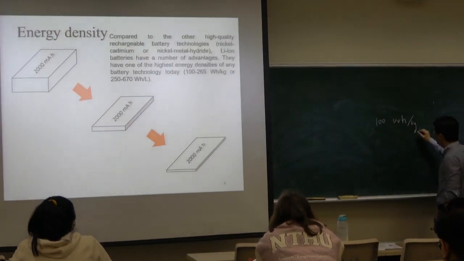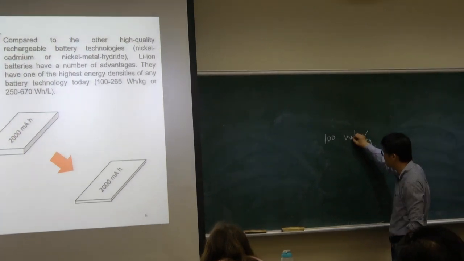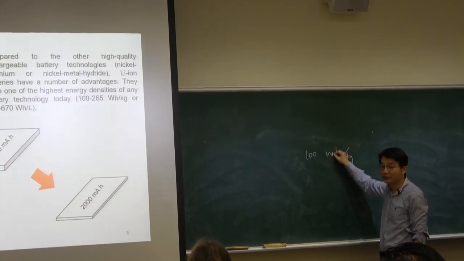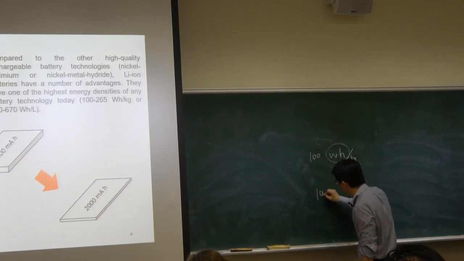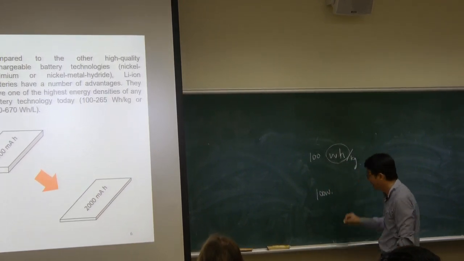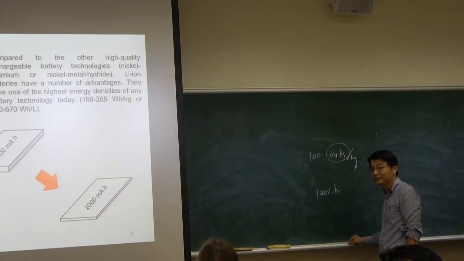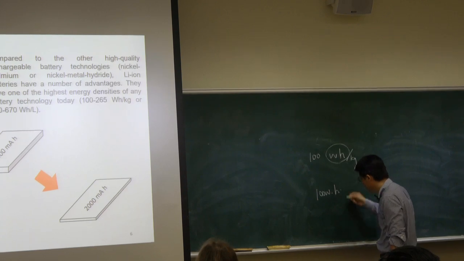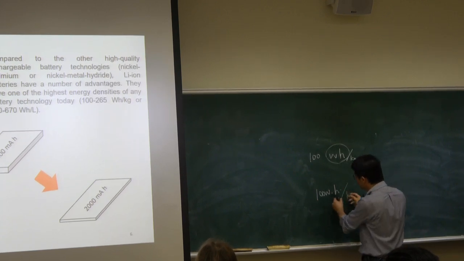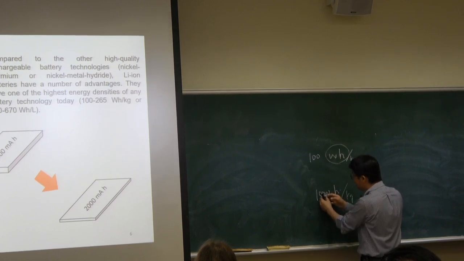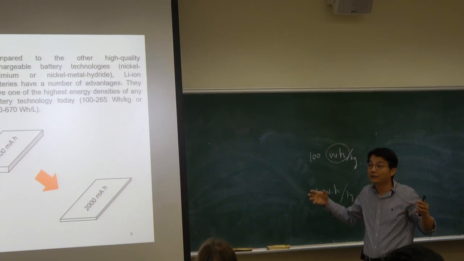This energy density means 1 kg can charge and discharge, can store 100 watt for 1 hour, right? If we can increase it so that 1 kg becomes 1,000 watt hour, that means the energy density will be increased a lot, right?